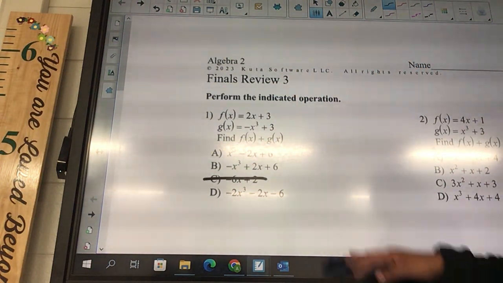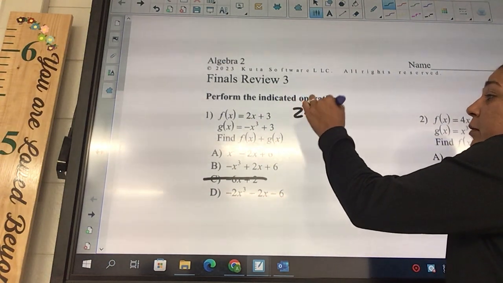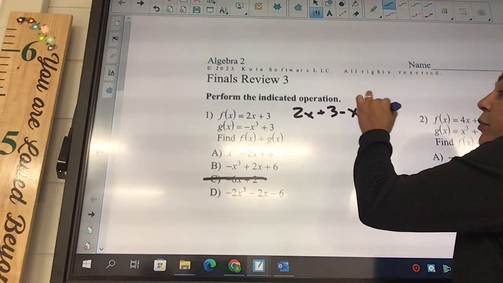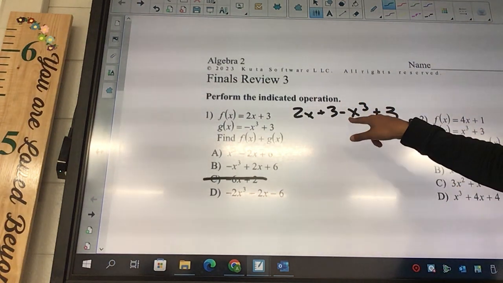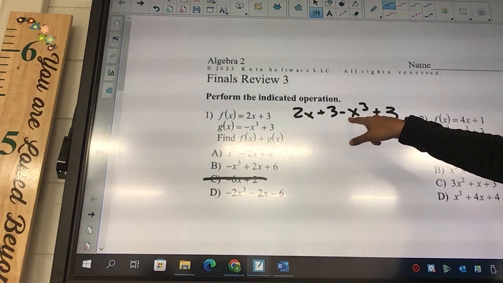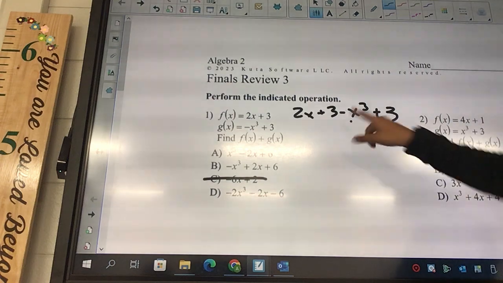Okay, and then we can also look and say, and you can do it the longer way and say 2x plus 3 minus x3 plus 3. Okay, and you would combine like terms. So we're looking for something with a negative x3. So what answer does it have to be? B.